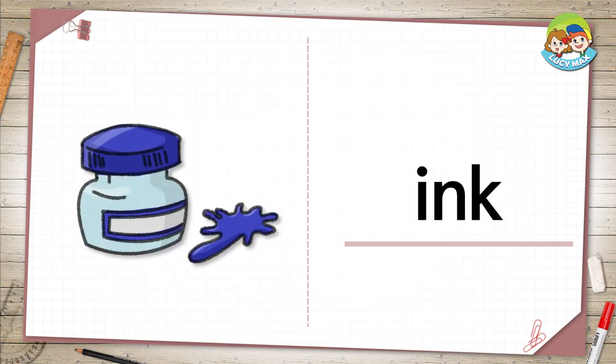The last word is ink. Ink is the stuff you see in a pen. It can be many different colors. In the picture, you can see ink. What color is the ink?